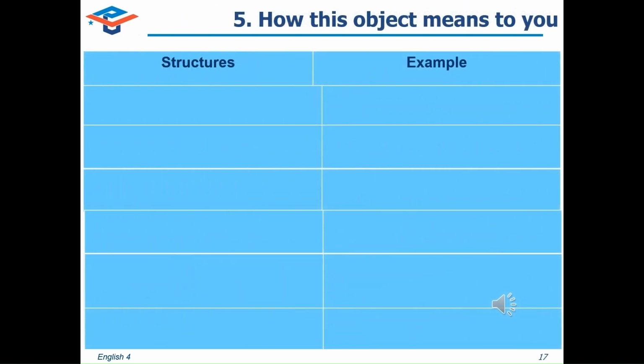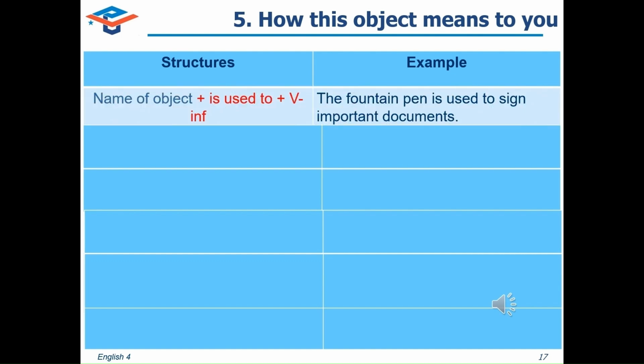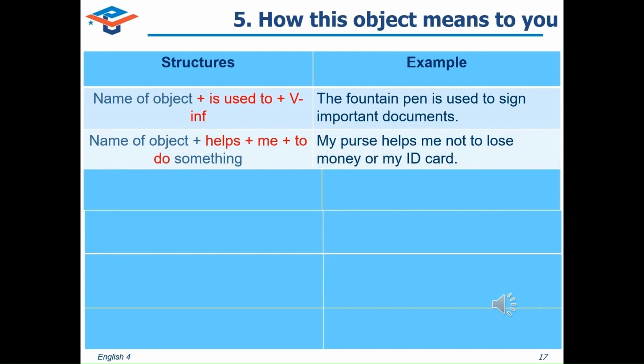Now, we normally end our talk with the idea of what this object means to you or how your life has changed since you got it. Here you have different structures to express this idea. First, name of the object and is used to and verb infinitive. For example, the fountain pen is used to sign important documents. Now the second structure, we have name of the object and helps me to do something. For example, my purse helped me not to lose money or my ID card.